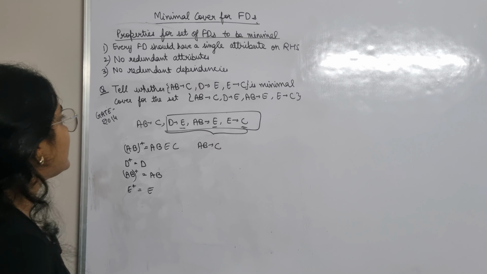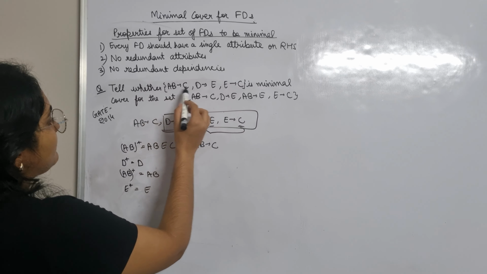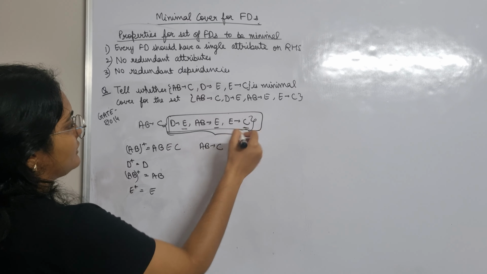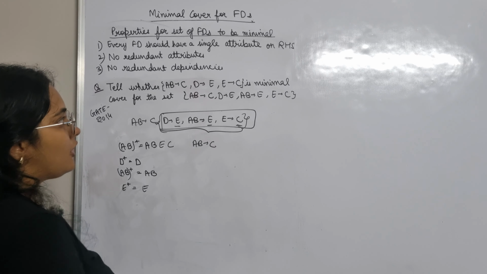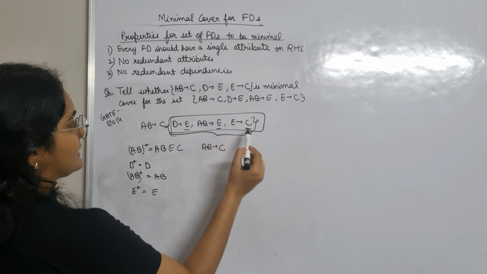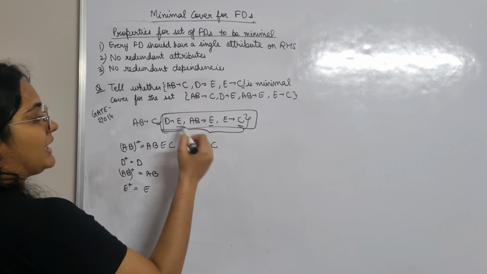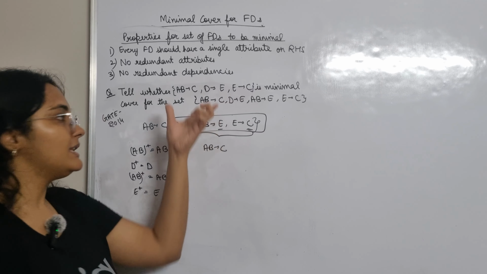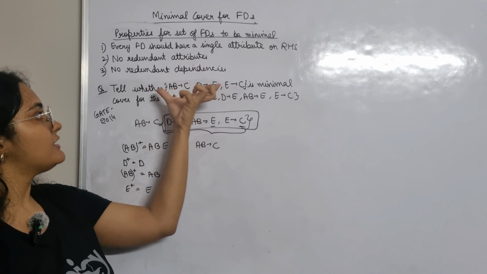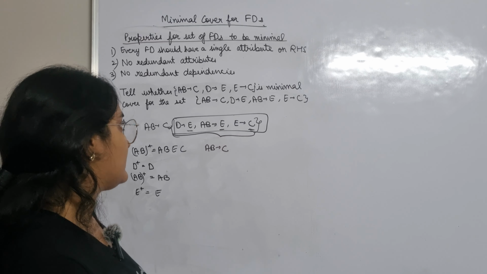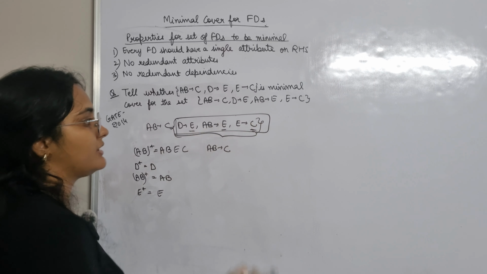Now what is the question asking? Tell whether AB determines C, D determines E, E determines C is the minimal cover. Do we have AB determines E here? No, we don't. D determines E is there, E determines C is there, but AB determines E is not covered by any functional dependency in this set. That's why this is not a minimal cover for this set of dependencies. This is the minimal cover.